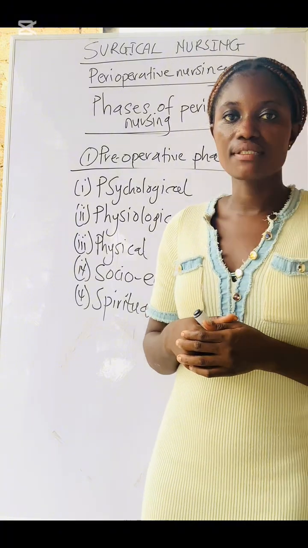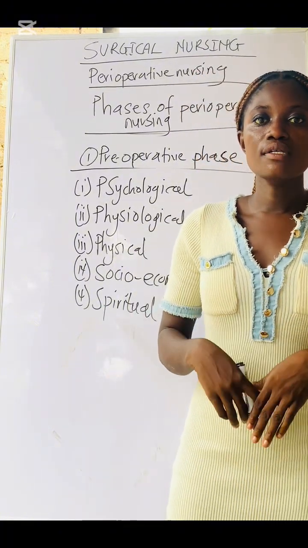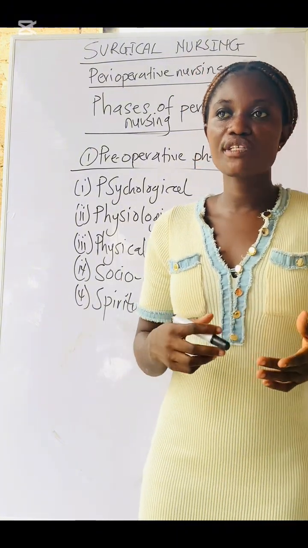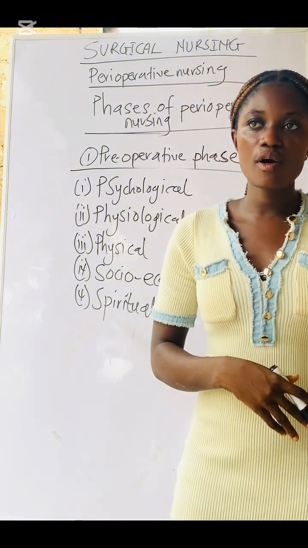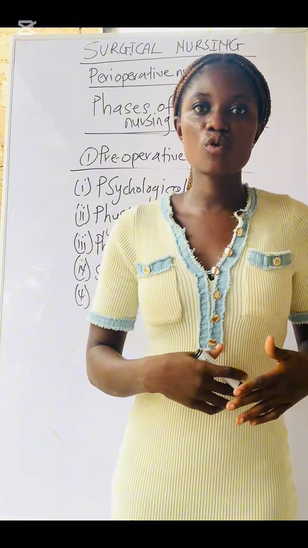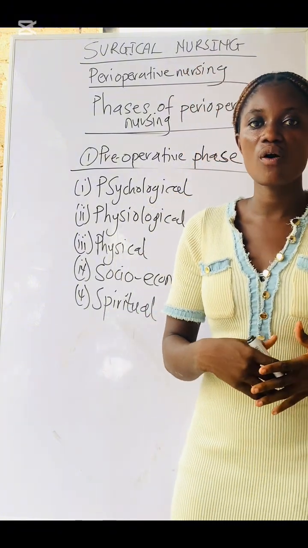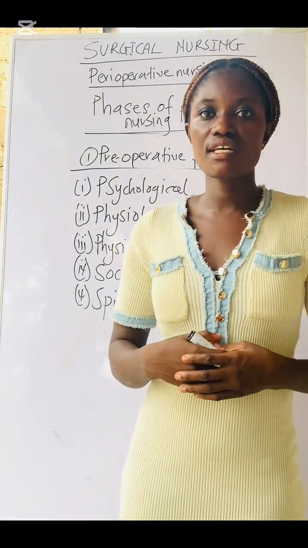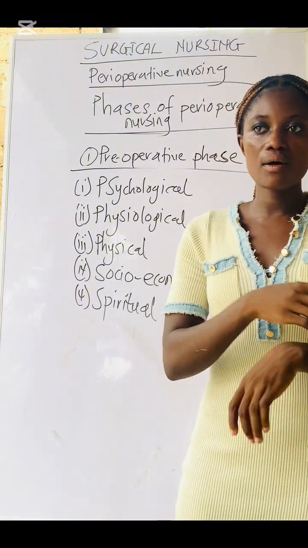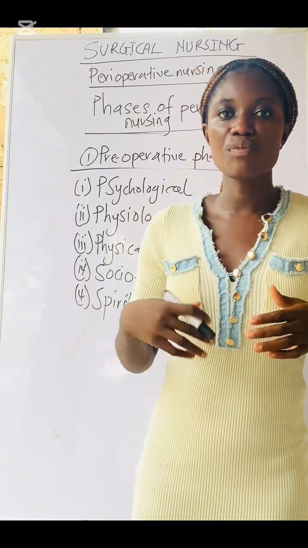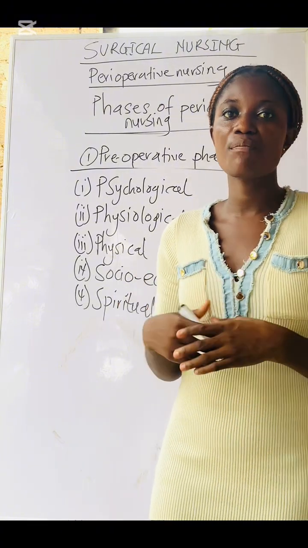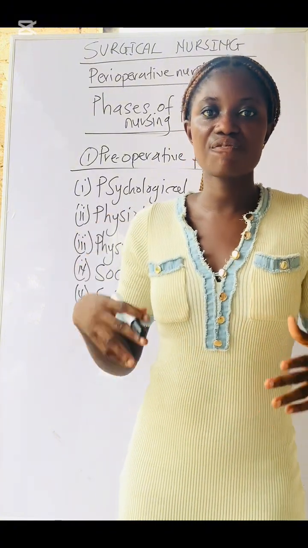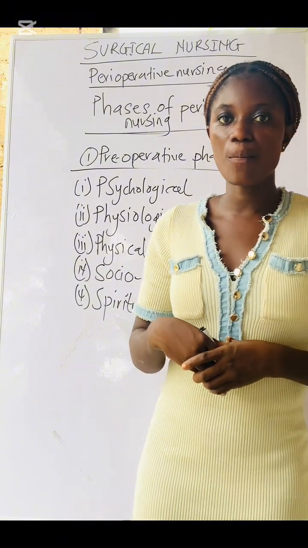Physical aspects. So with the physical, you need to make sure that if shaving is required, you have done it. Then you secure the place with a tape so that the place will be sterile for the surgical procedure. And also, if dentures are supposed to be removed, bangles and jewelries are supposed to be removed, you need to do that before the patient undergoes that surgery. You need to ensure that the patient is physically fit for the surgical procedure.